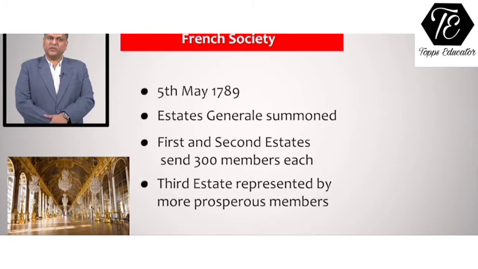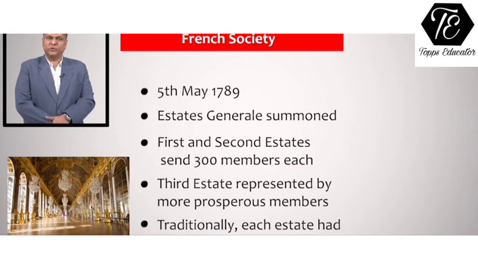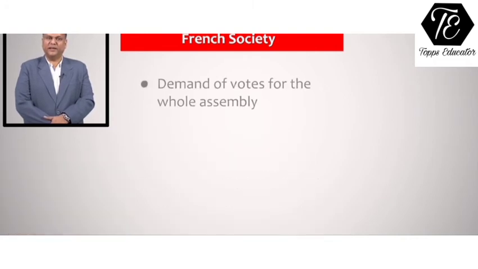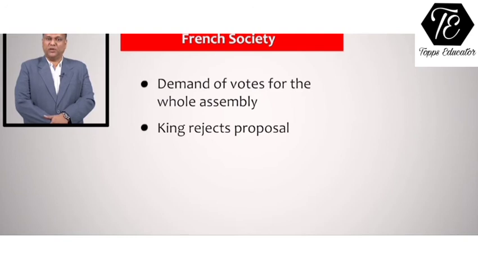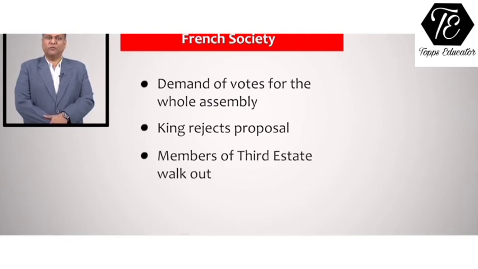Voting in the Estates General in the past had been conducted according to the principle that each estate had one vote. This time, too, Louis XVI was determined to continue the same practice. However, the members of the Third Estate demanded that the voting now be conducted by the assembly as a whole, where each member would have one vote. When the king rejected this proposal, members of the Third Estate walked out of the assembly in protest. The representatives of the Third Estate were angry.